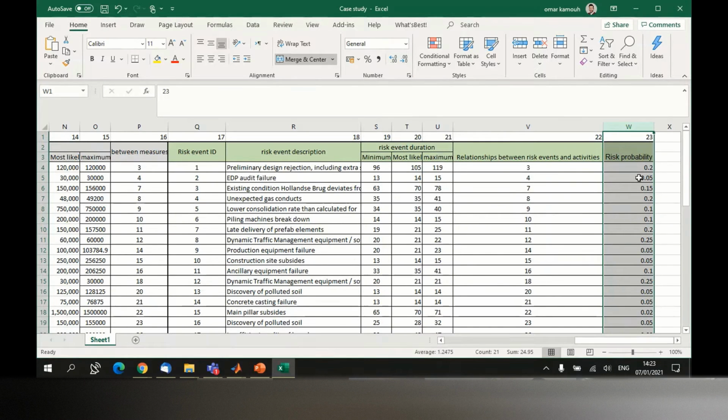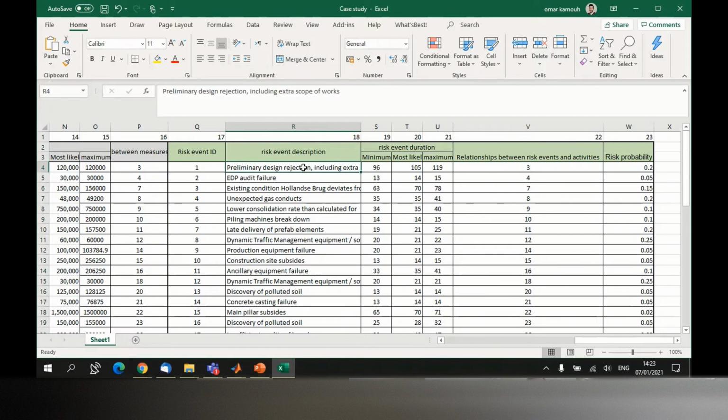And usually the probability of risks is quite low. So you can expect something in the range of 0.0-something and 0.1 or 0.2, because risk events are usually not really frequent. But you can, of course, have some risk events with high probabilities. That's up to the type of risk event.